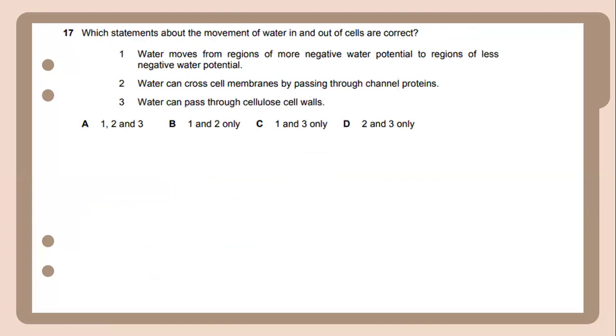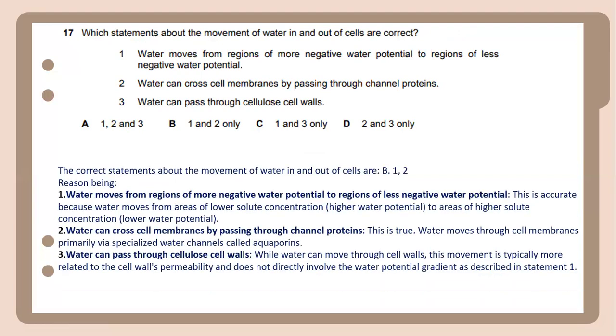Which statements about the movement of water in and out of cells are correct? The correct statements are: 1, water moves from a region of more negative water potential to a region of less negative water potential; and number 2, water can cross the cell membrane by passing through channel proteins. The reason being, statement number 1 is accurate because water moves from an area of lower solute concentration, higher water potential, to an area of higher solute concentration, which is lower water potential.